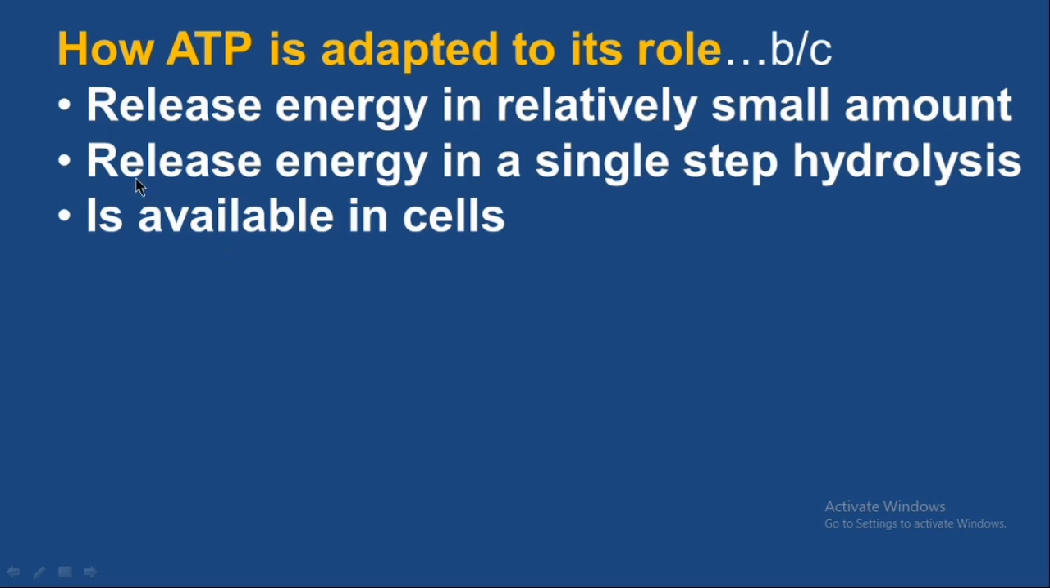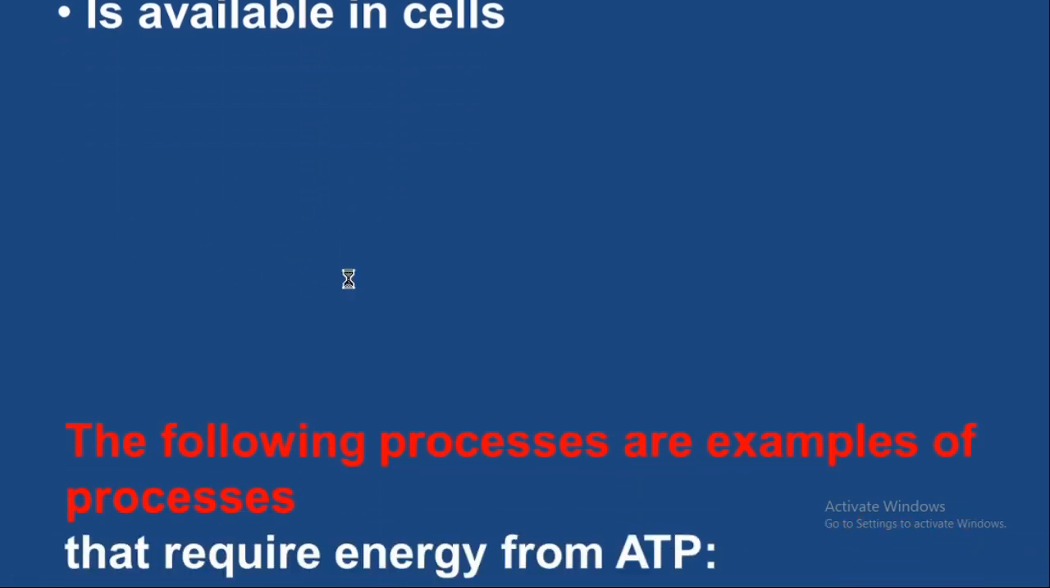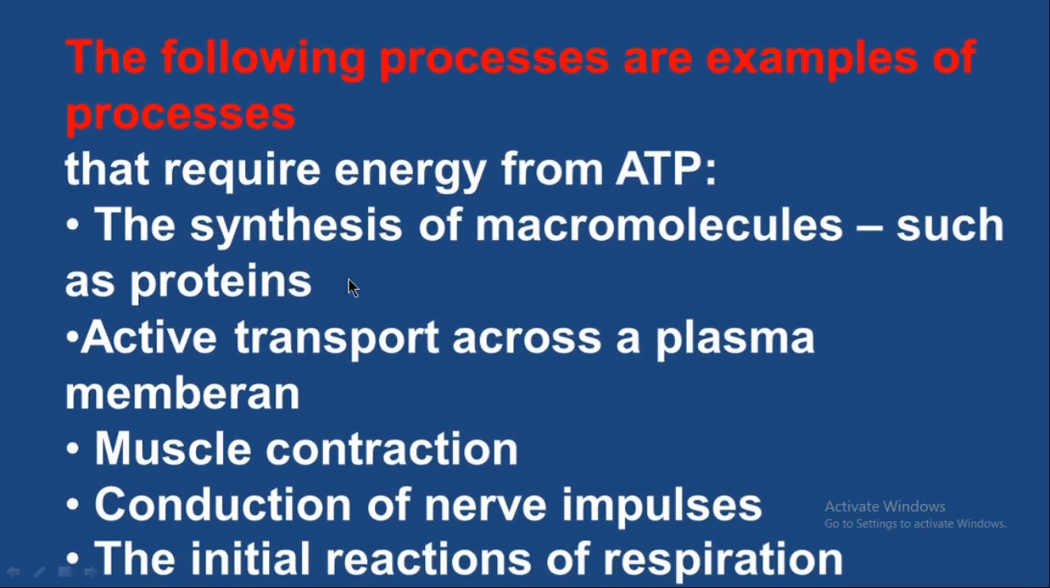Second, it releases energy in a single step process. When ATP is converted into ADP plus phosphate, it is a one step process. The third reason, it is very available in cells. It can move from cell to cell. So all cells can obtain energy from the ATP molecule. That's the reason why ATP is adapted to its role.